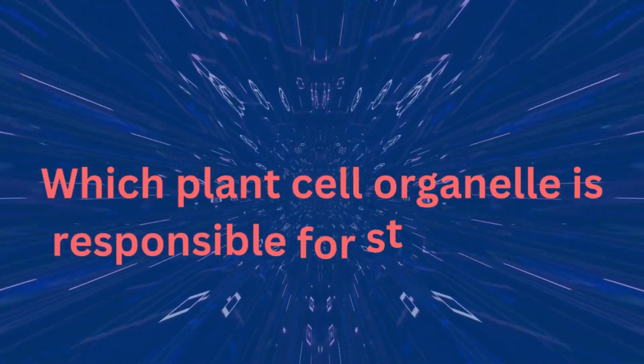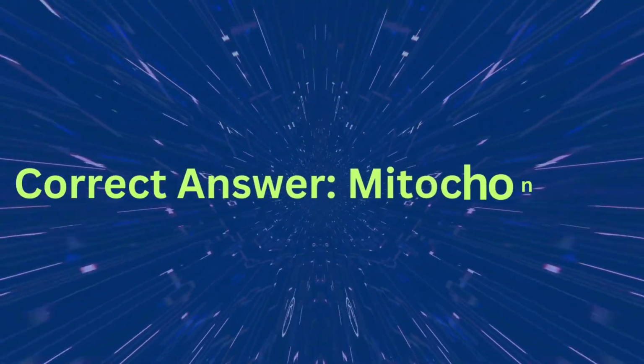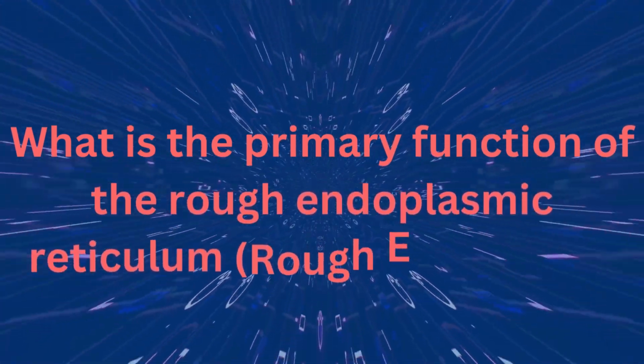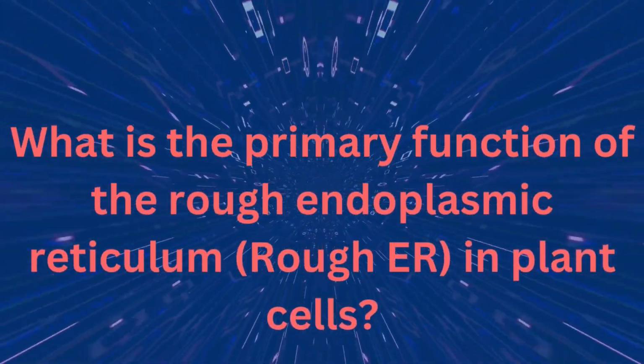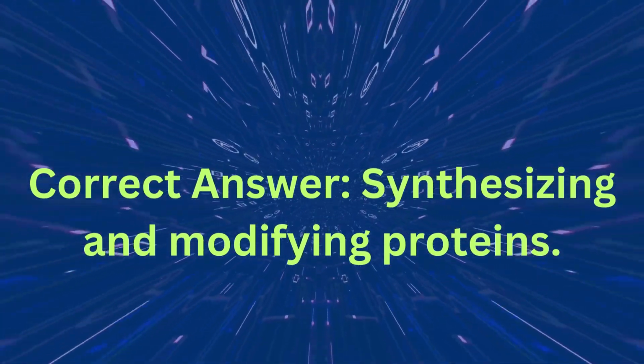17. Which plant cell organelle is responsible for storing and releasing energy? Correct answer, mitochondria. 18. What is the primary function of the rough endoplasmic reticulum, rough, in plant cells? Correct answer, synthesizing and modifying proteins.